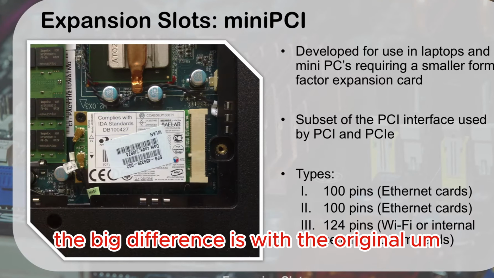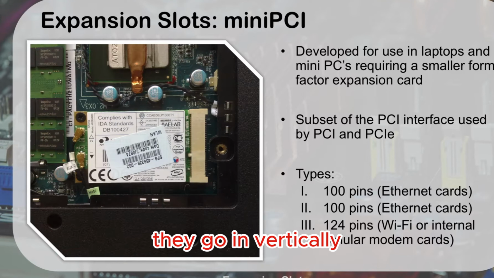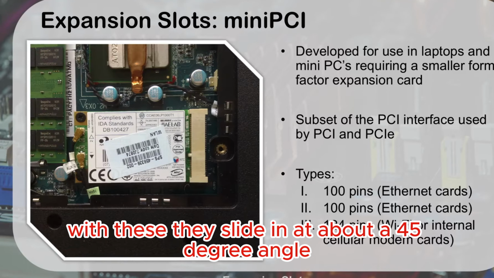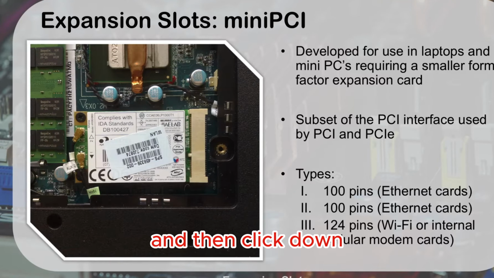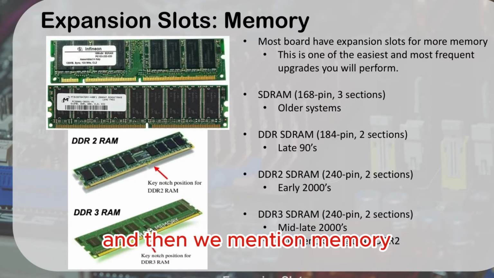The big difference is with the original expansion cards we talked about. They go in vertically at a 90-degree angle to the motherboard. With these, they slide in at about a 45-degree angle and then click down. So they come at more of an angle. And then we mentioned memory.